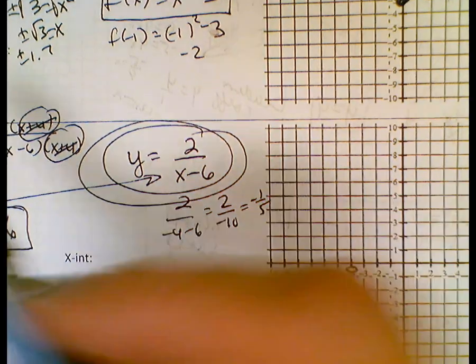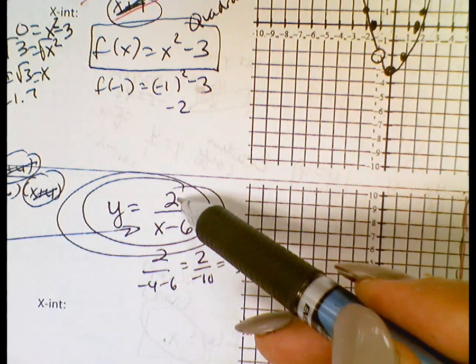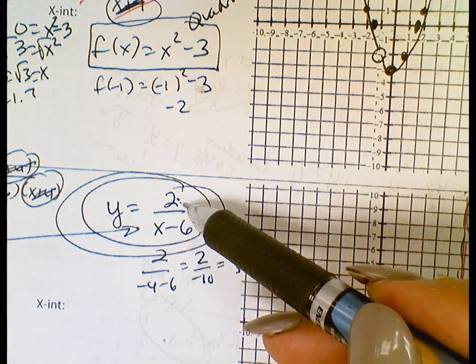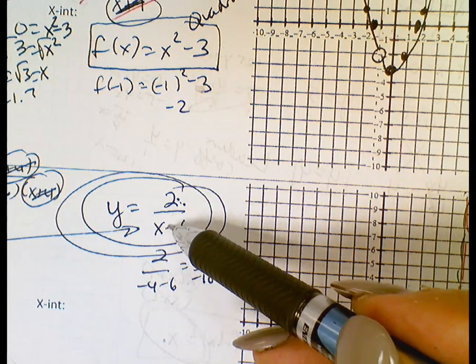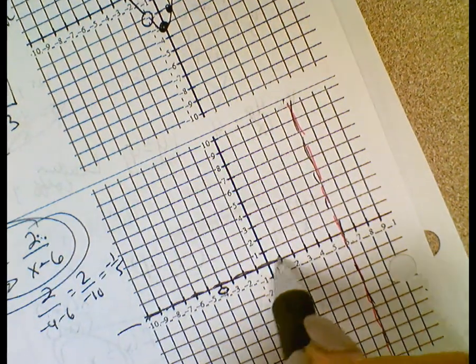Now, horizontal asymptote. Whenever the degree of the numerator, which in this case is x to the 0 because there is no degree, is smaller than the one on the bottom, it's always y equals 0 for your horizontal asymptote. It's always y equals 0. So you should come over here and draw a horizontal asymptote through the x-axis.